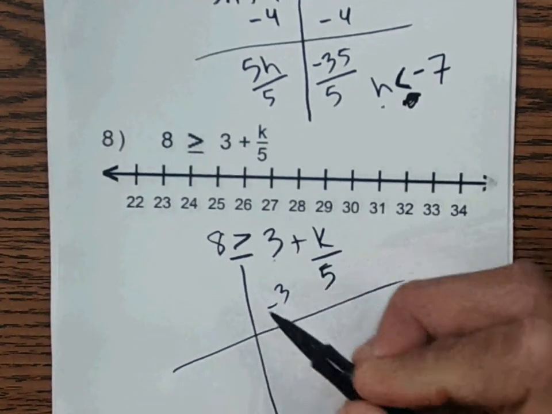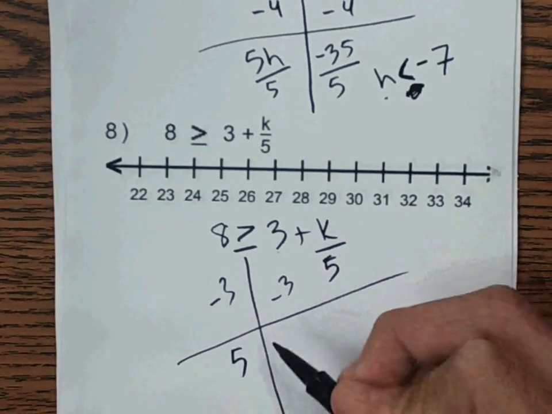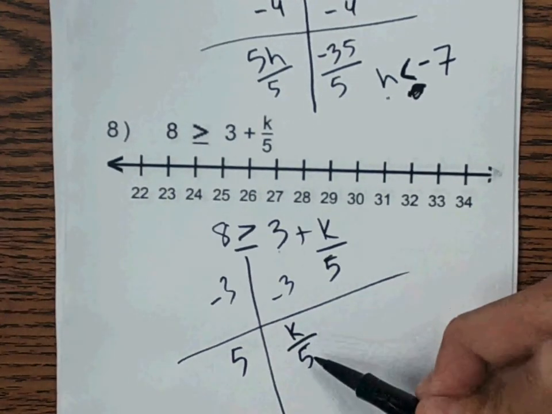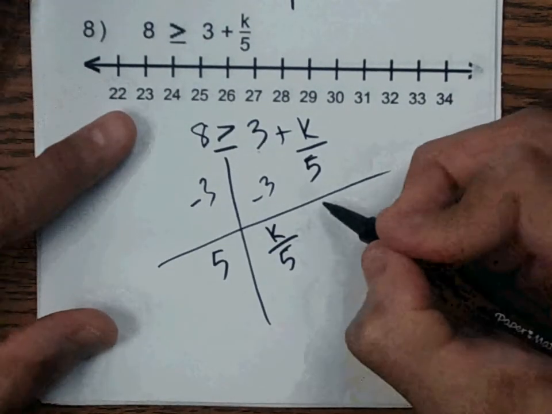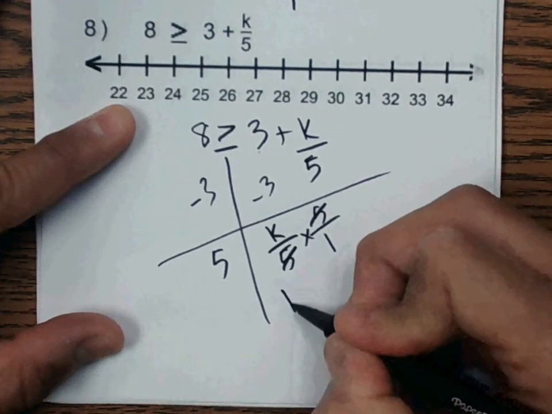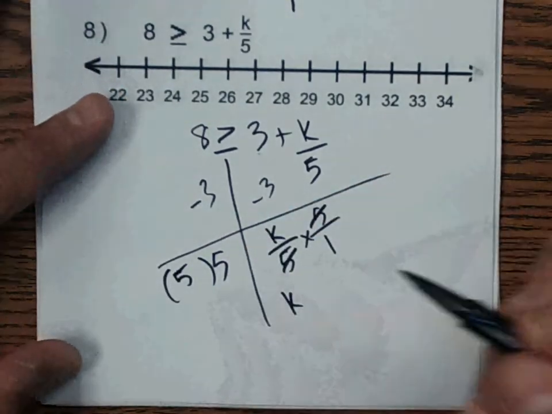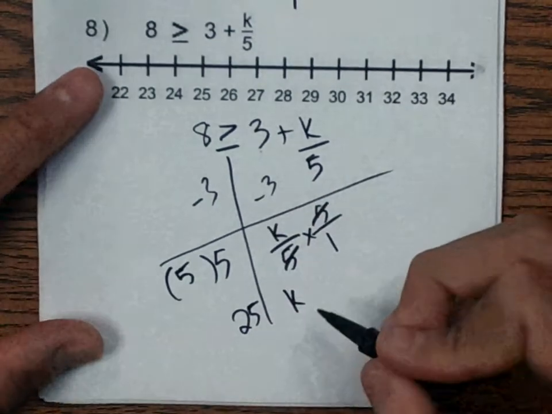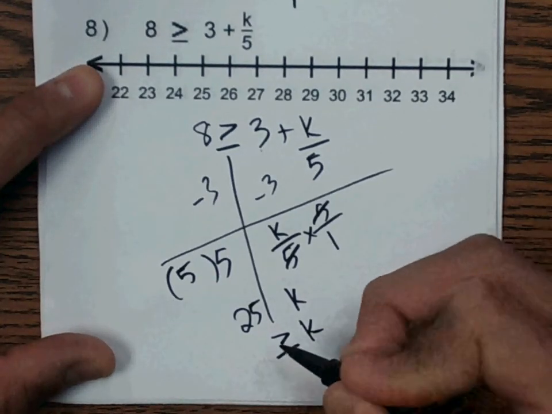If I subtract 3 from the right side, I have to do the same thing on the left. 8 minus 3 equals 5. And then I have k over 5. So this is telling me k is divided by 5, or a fifth of a k. So to undo division, you're going to multiply. We're going to multiply both sides by 5, and that'll just give us a whole k, but you have to do the same to the other side. 5 times 5 is 25. So remember, this is k, or 25 is greater than or equal to k.